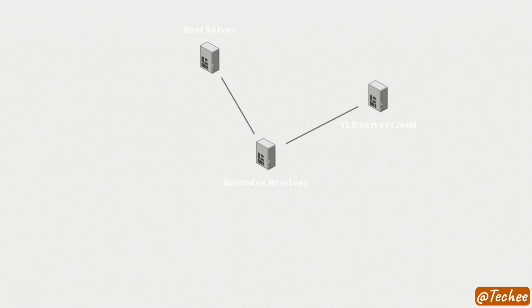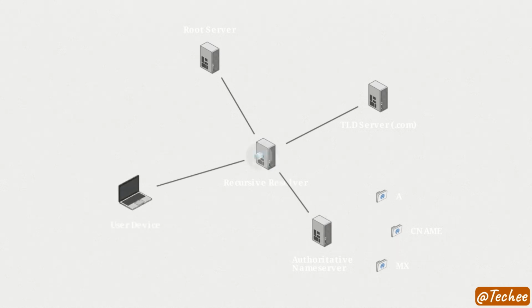The resolver's first stop is the root server, which directs the query to the top-level domain server. The TLD server, managing extensions like .com, narrows the search. Finally, it reaches the authoritative nameserver, the ultimate source of truth holding the definitive records. These records, like A records for IP addresses, CNAME for aliases, and MX for email, dictate the domain's reach.